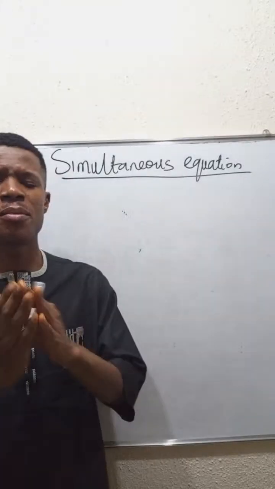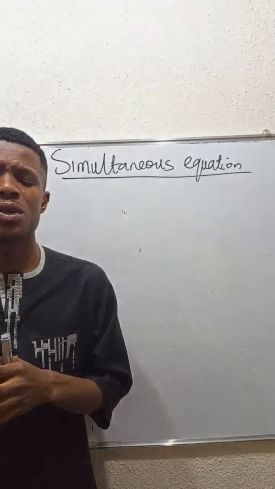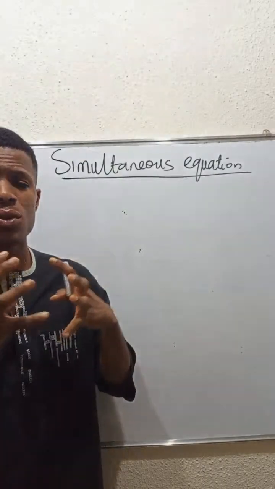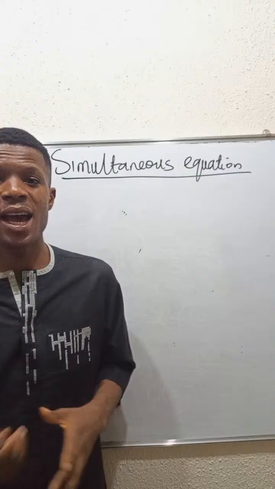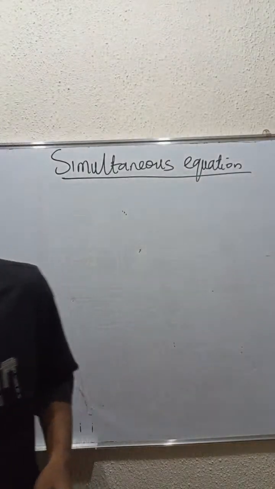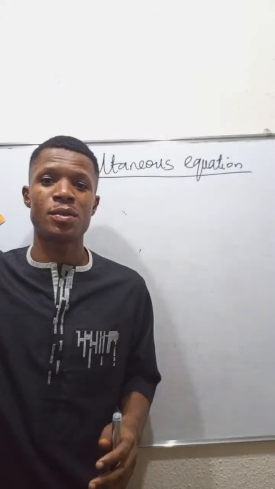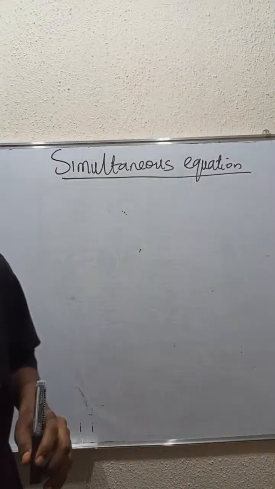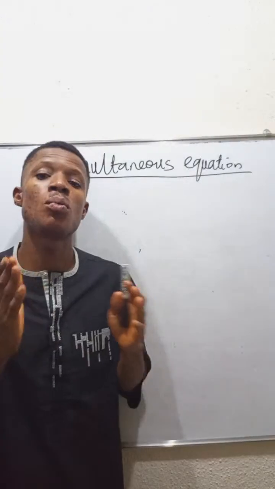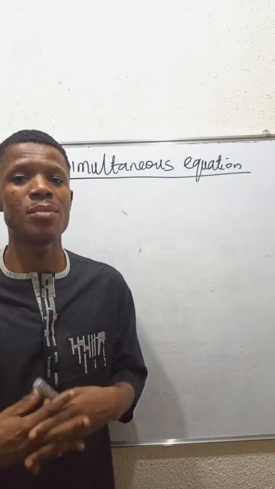What do we mean by simultaneous equation? If you hear the term simultaneous, it means doing more than one thing at the same time. Actually, I'm teaching you, and I also have a bottle. So I'm holding a bottle and also teaching math at the same time.